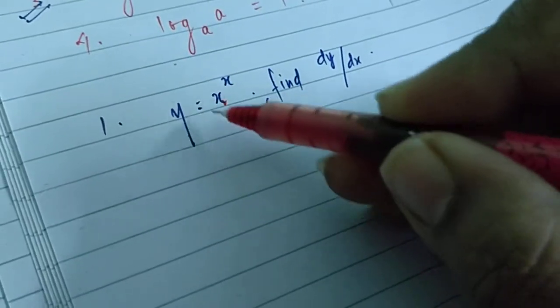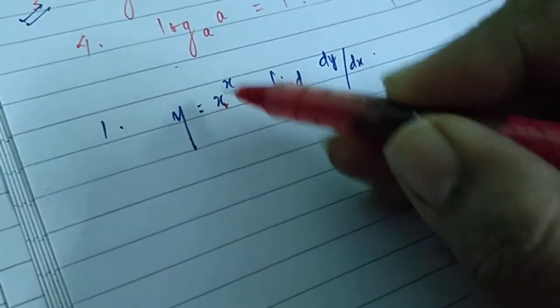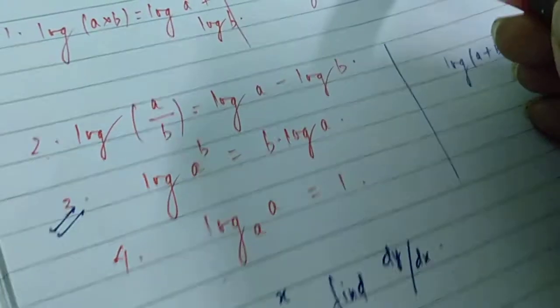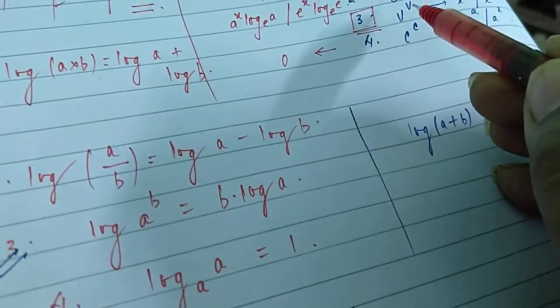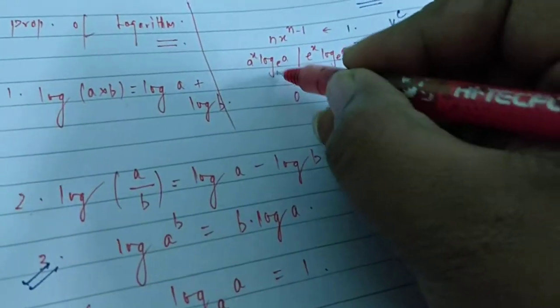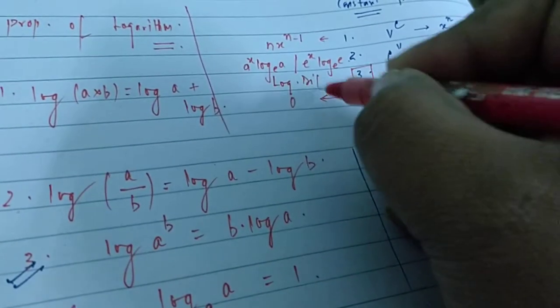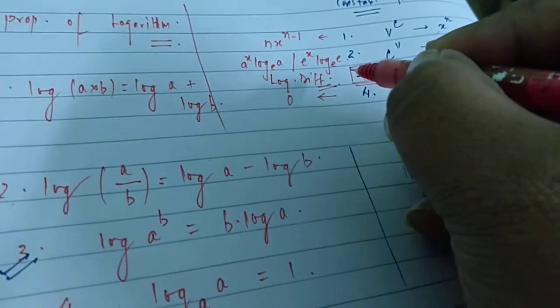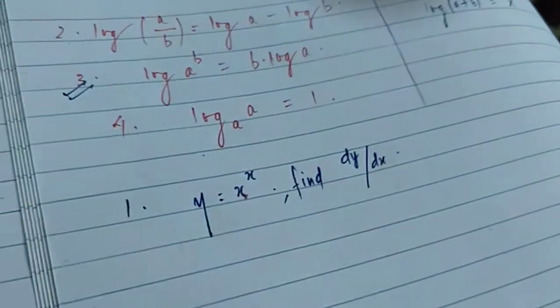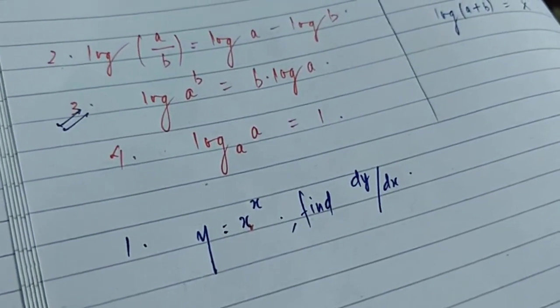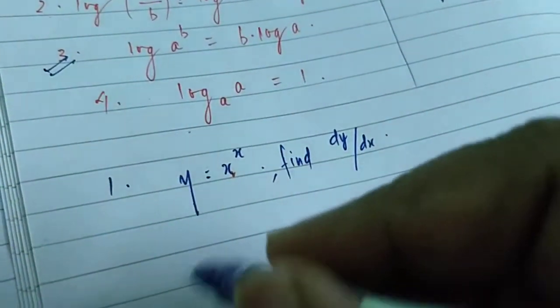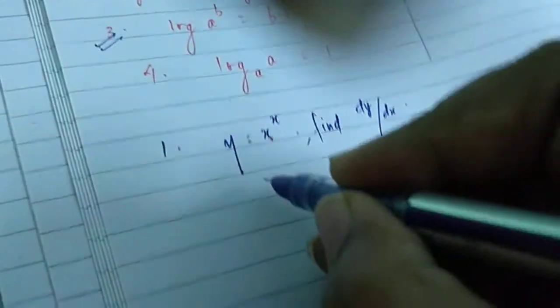We can see the variable in the base as well as in the power. So this belongs to the third category, that is variable power variable. And for the third category, I've already said we will use logarithmic differentiation. So how to approach this sum? What we will do is, first of all, we will take log on both sides.